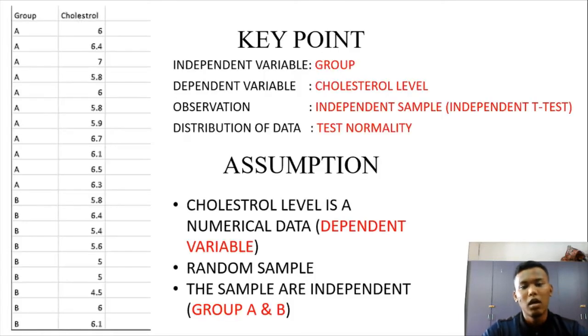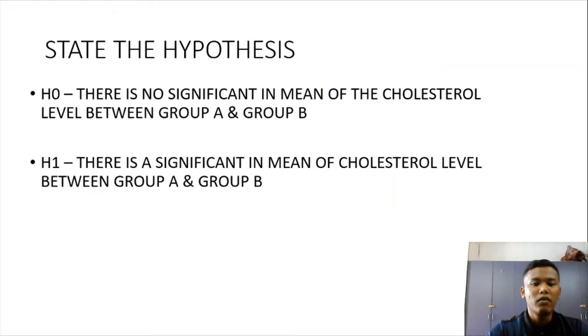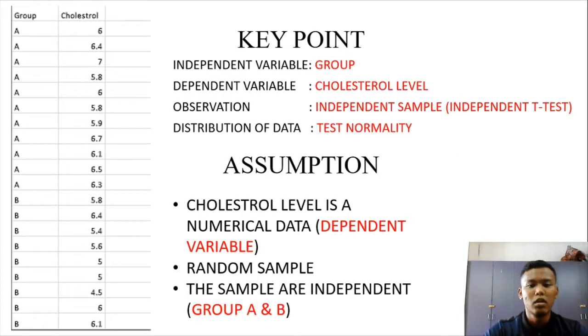Before we start to collect the data, we need to check the key points. There are 4 key points that we need to know. First, the independent variable, which is group, and the dependent variable, which is the cholesterol level. For observation we get independent sample, which is the independent t-test, and lastly is the distribution of data, which is the test of normality.